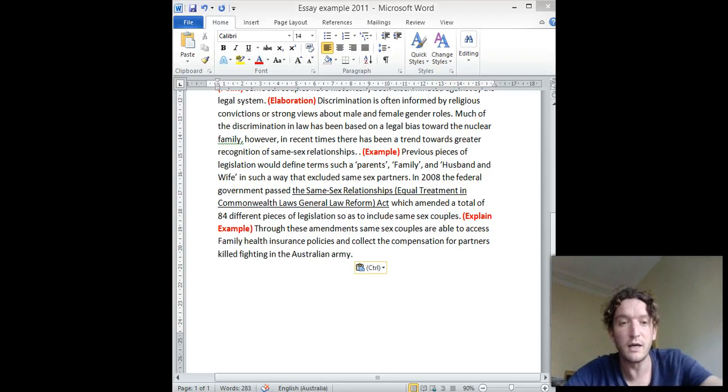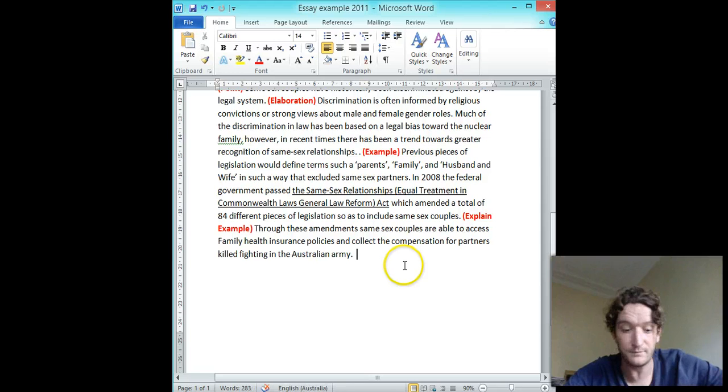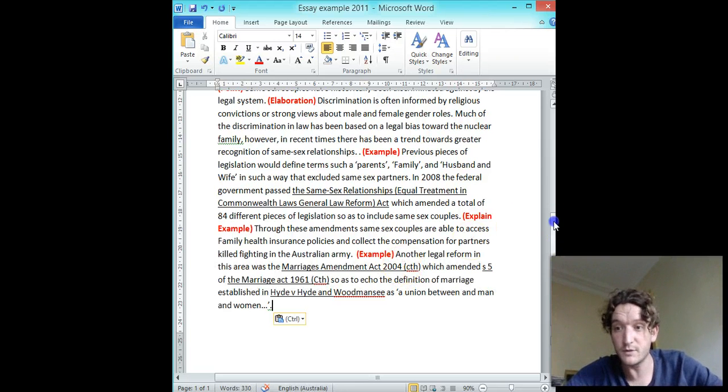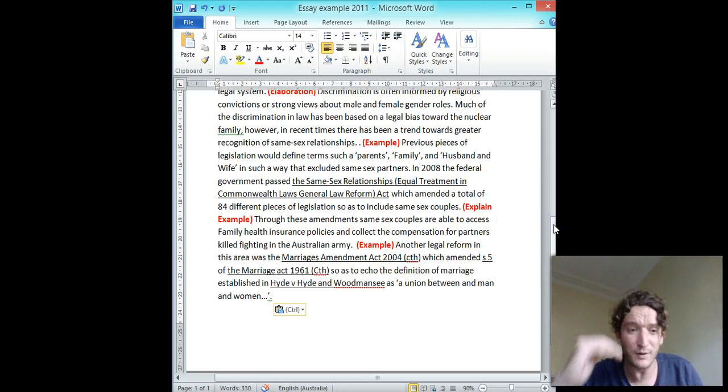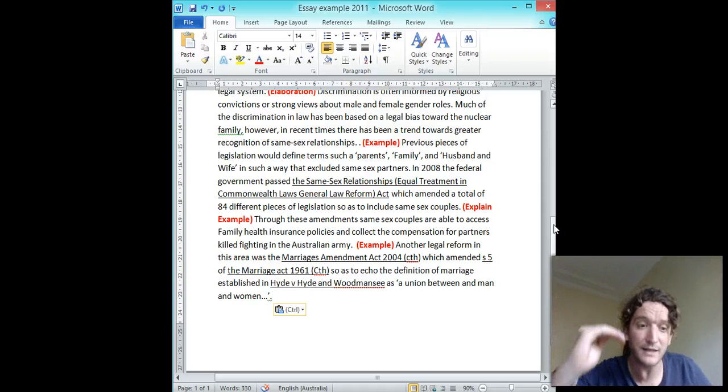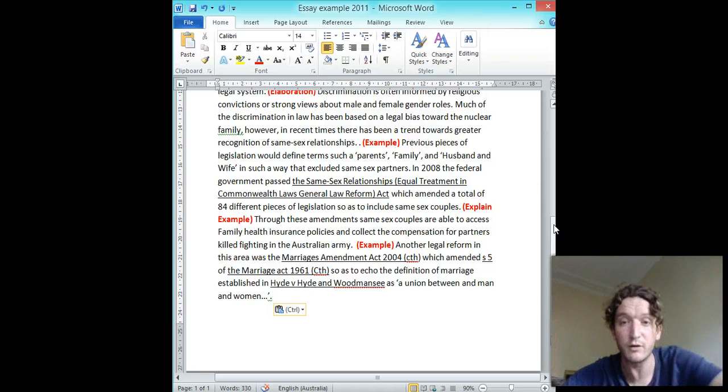Okay, very straightforward. Now, because we've studied hard, and we're intelligent students, we're not just going to provide one example, because we really want to get the top band. So in that case, we're going to hit the marker with another example. So we're adding another E. We keep adding the example, explain, example, explain, example, explain, until we've covered off a few examples.